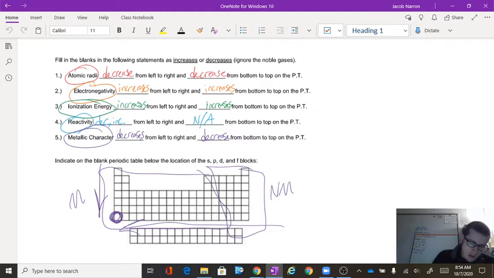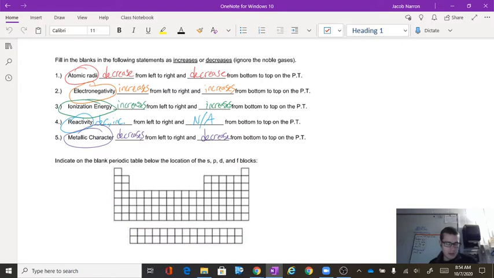All right. So that's not actually what we're doing down here on this periodic table. It says indicate on the blank periodic table the location of S, P, D, and F blocks. Not a problem. So my S blocks are over here. Sorry, I'm coloring. It'll show up in a moment. So there's my S blocks, and also helium. It's also an S block. So there we go. Check.